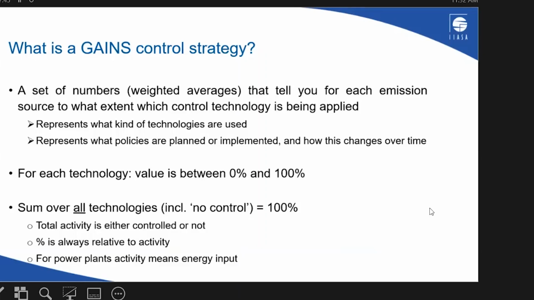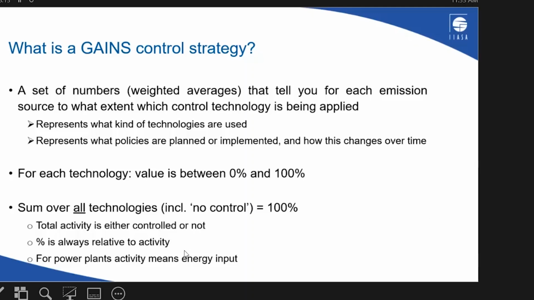And for each technology, just imagine pure PM control in industry, starting from no control to cyclone to ESP1 to HED. And at the same time, in a given region, some power plants could be using ESP2, but still some power plants are at the ESP1 level. So the sum of the values should not be more than 100%, including no control.